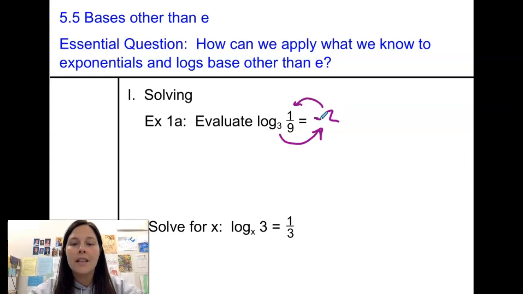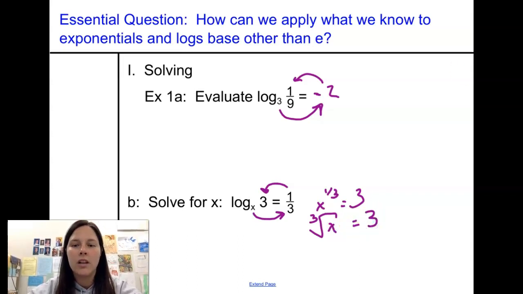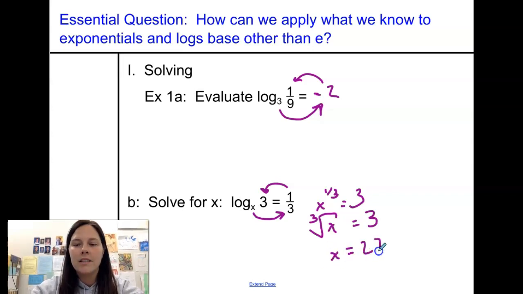Second one, we're looking at finding the base, but we're going to think the same thing. What raised to the 1/3 power gives me an answer of 3? So this one I'm actually going to rewrite in exponential form. And then I'm going to go ahead and rewrite that 1/3 power as a cube root, because we're more familiar with roots than we are with rational exponents. So the cube root of what gives me 3? Well, I can solve this. I can cube both sides, but in this case, I can also number sense it, and I know that the cube root of 27 is 3.